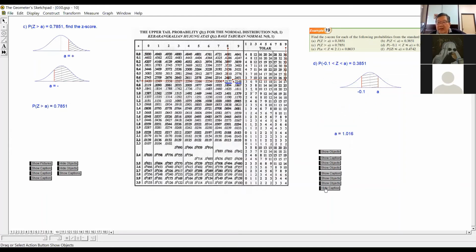Why cannot hide one? This thing still appears. Oh, this one I didn't hide. Okay, hide this too. Okay, right.